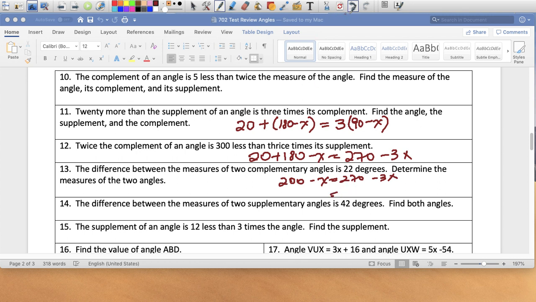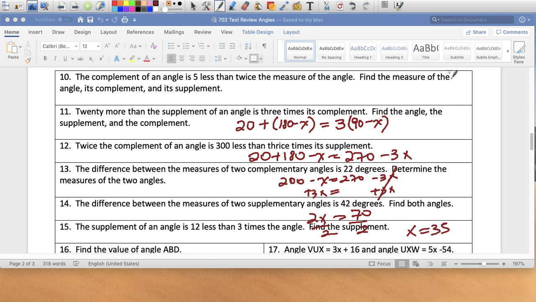Actually, let's not do that. We don't deal with negative. Let's do plus 3x on each side. So this cancels out, and you have 2x left over on this side. And 200, well, we're going to do minus 200 on each side, and we're going to end up with 70. So divided by 2, divided by 2, x equals 35.